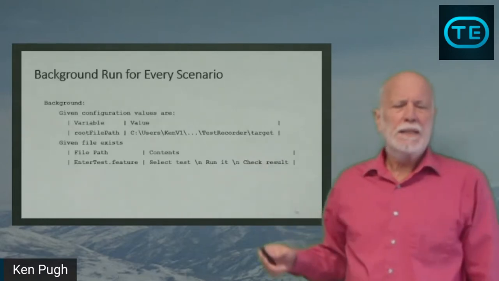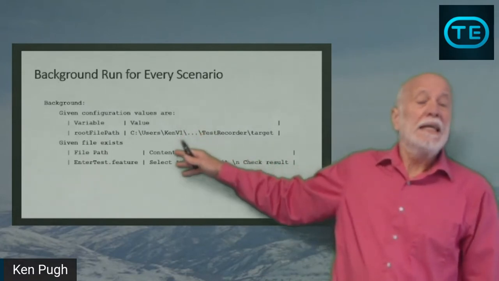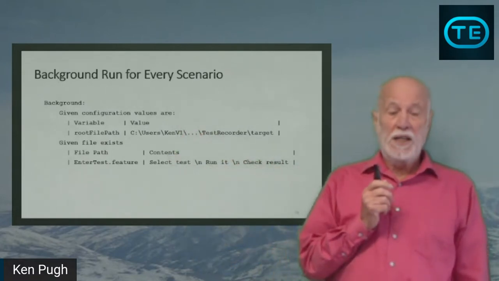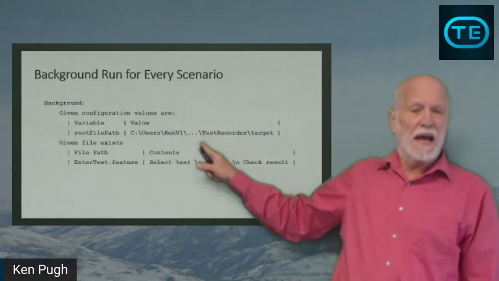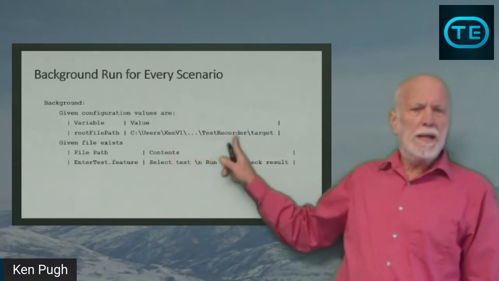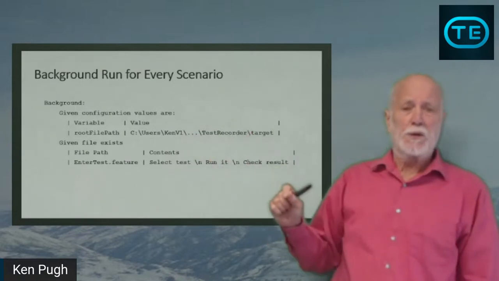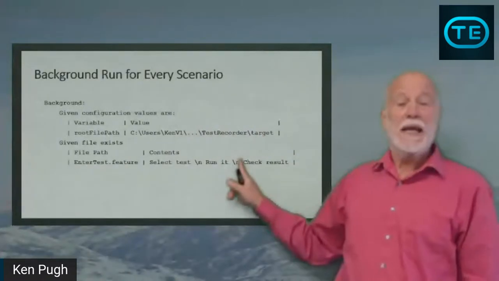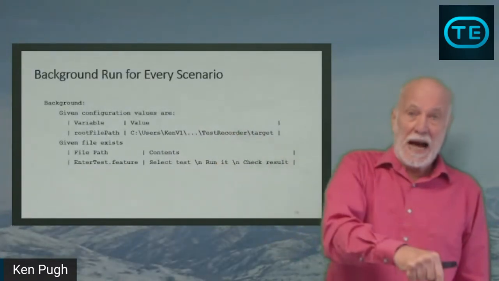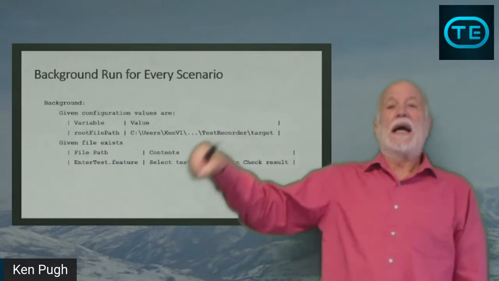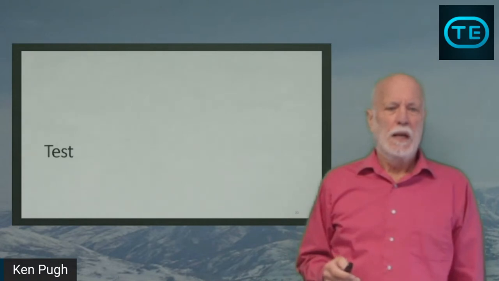And by the way, when you look at this, we do have a background that is something that is run for every one of these scenarios. And this is going to set up some configuration values for us, i.e. where is the root file path to where all those test scripts are. We create in our background that actual file to make sure that we have a file that has a test script in it that we can utilize.